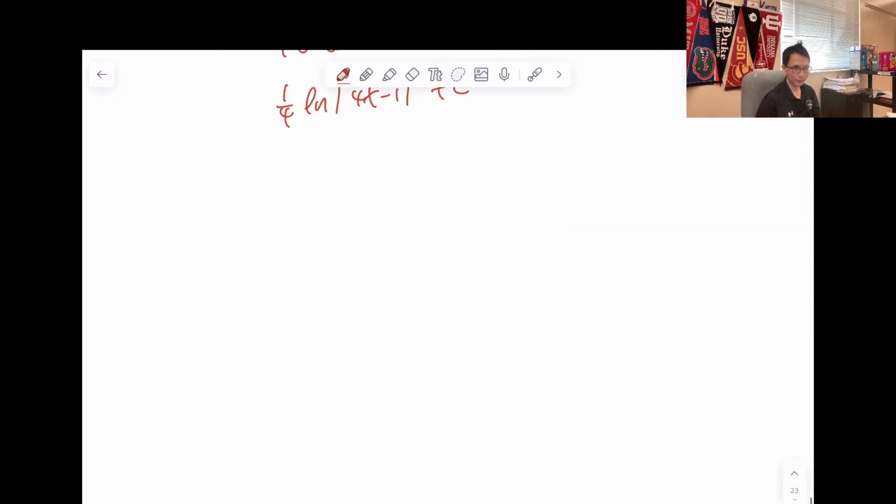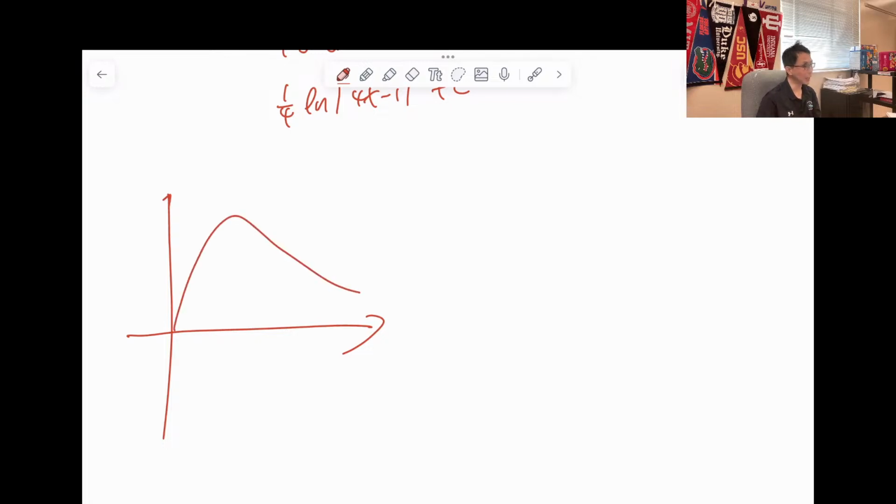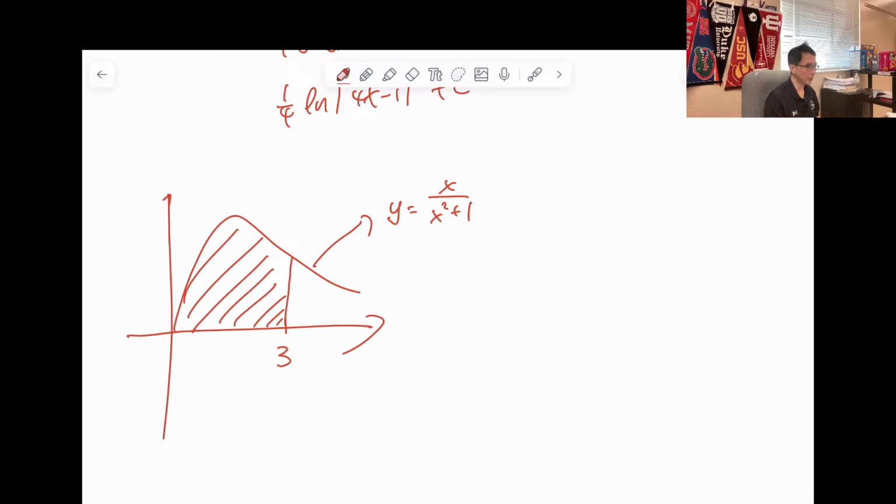Okay? Alright, so what if I have a graph, and this graph looks something like this. And I'll tell you the function. This one's y equals x over x squared plus 1. And then this is the number 3. And we say, hey, I want you to find the area of here. Good, can you do it? Some people are already one step ahead.